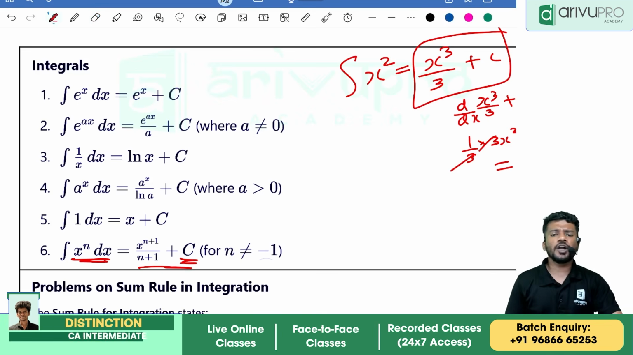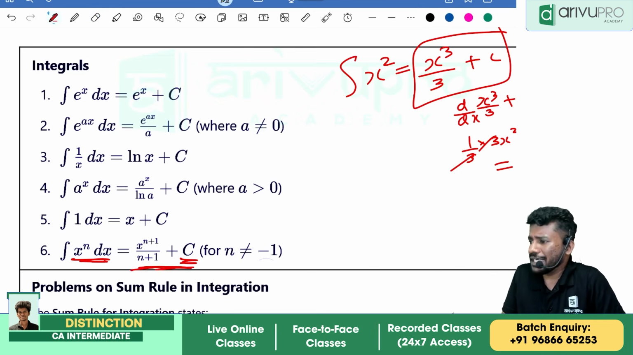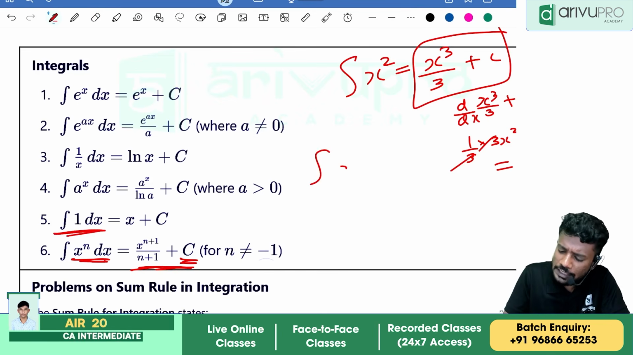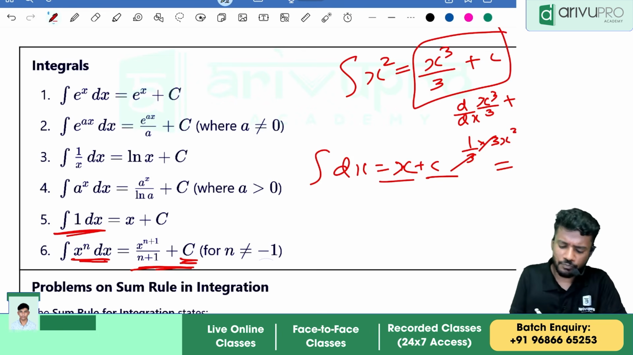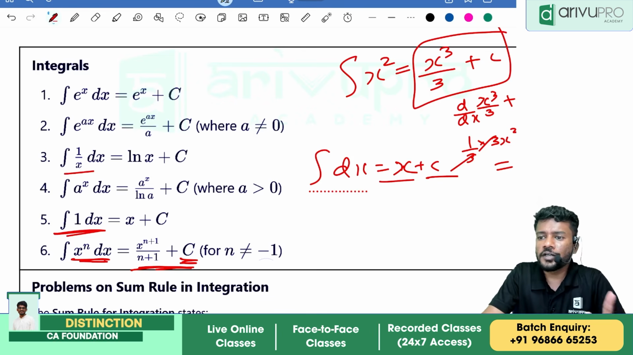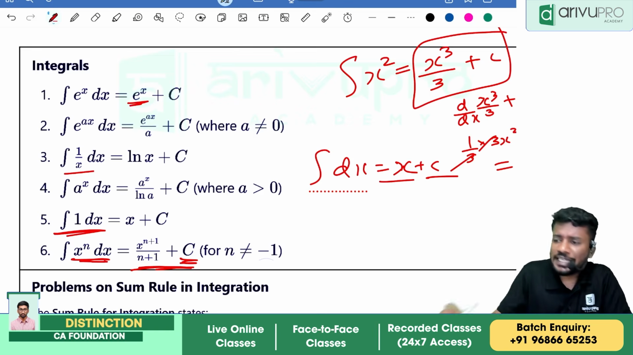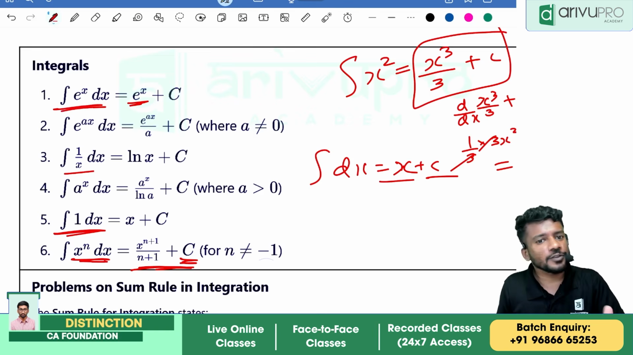Now listen. What is the integral of x raised to n? x raised to n plus 1 divided by n plus 1, plus c. Then what is the integral of dx? That is nothing but x plus c. A constant should always be there. Then what is the integral of 1 by x? Log x. If you take the derivative of log x, how much will you get? 1 by x. Then what is the derivative of e raised to x? e raised to x. Then what is the integral of e raised to x? That is also e raised to x.